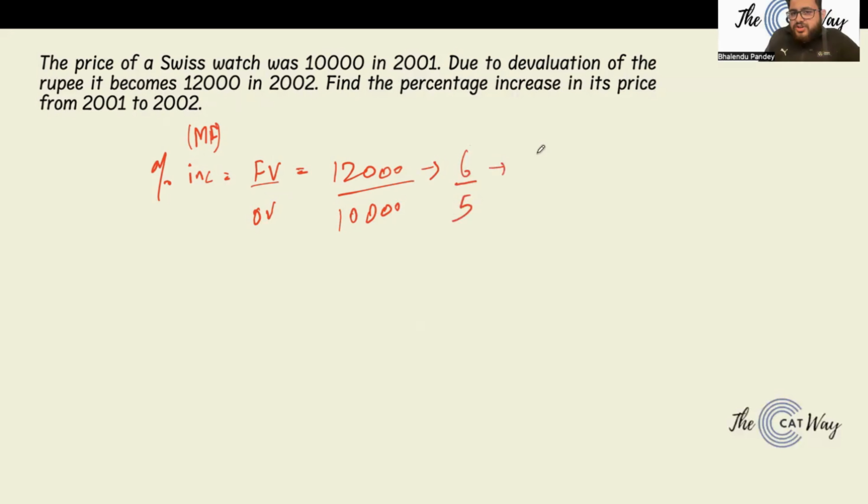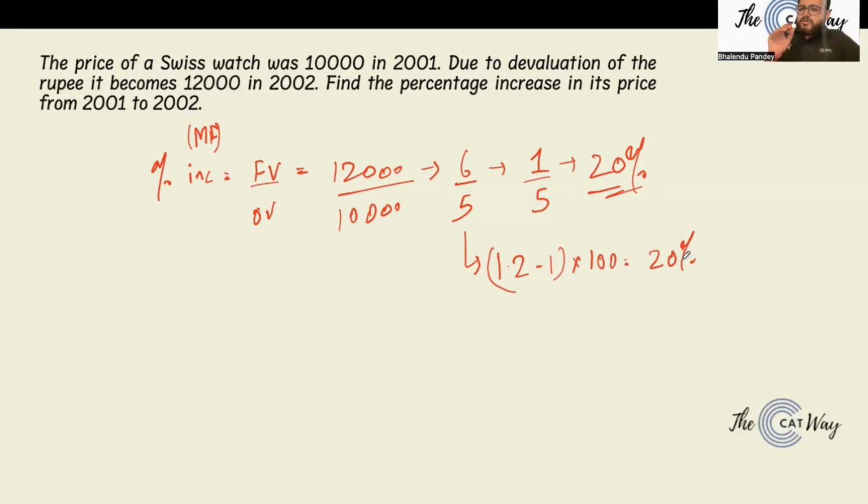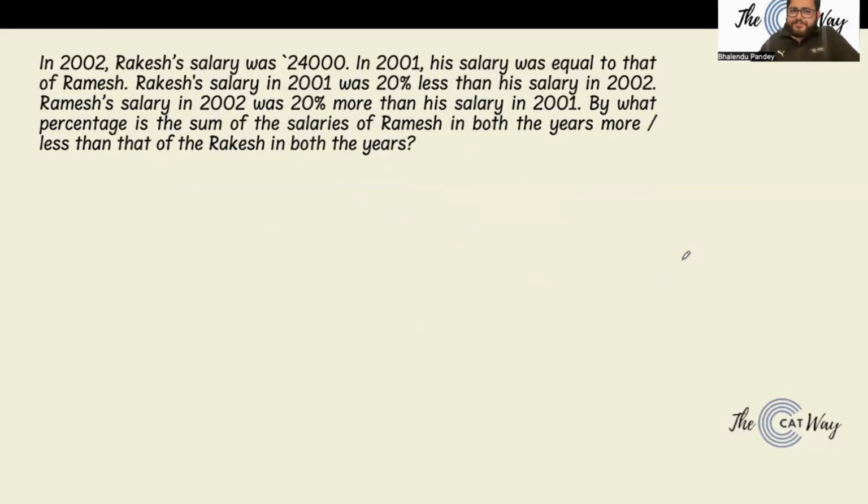So there is an increase of 1 over a value of 5. So a 1 by 5 increase simply depicts a 20% increment, right? Or anyway, you can go 1.2. 1.2 minus 1 multiplied by 100 will again give you 20%, right? So whatever way you want to go ahead with, you are free to go ahead with. You want to go with the fraction part, you want to go ahead with the decimal part, that's your call, right? Let's solve one more question.